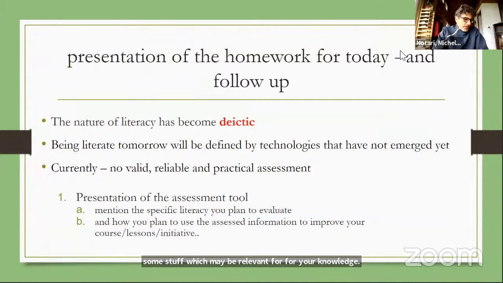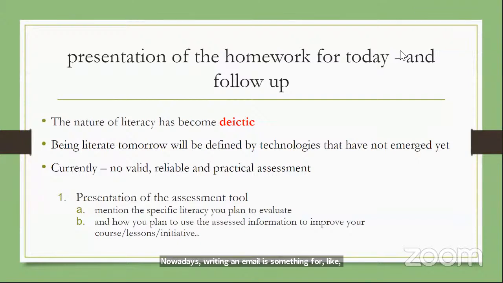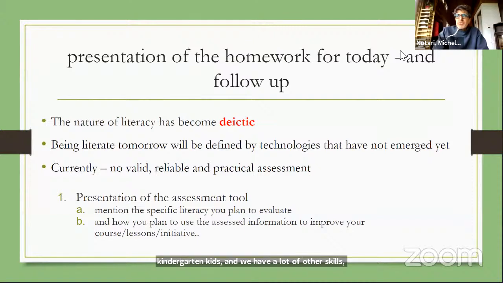I think you're all aware and agree with me that being literate tomorrow will be totally different than being literate today, especially regarding digital literacy, new literacies. The fact is that this field is evolving rapidly, which means if you were able to write an email 20 years ago, then you were digitally literate. Nowadays, writing an email is something for kindergarten kids, and we have a lot of other skills we need to acquire in order to say that we are digitally literate, or, as should be the case, that you can also teach or support kids or adults in their process of enhancing digital literacies. So the thing is evolving very fast.